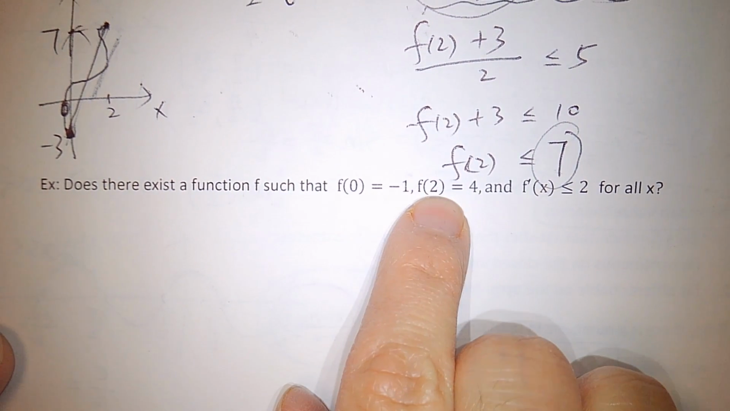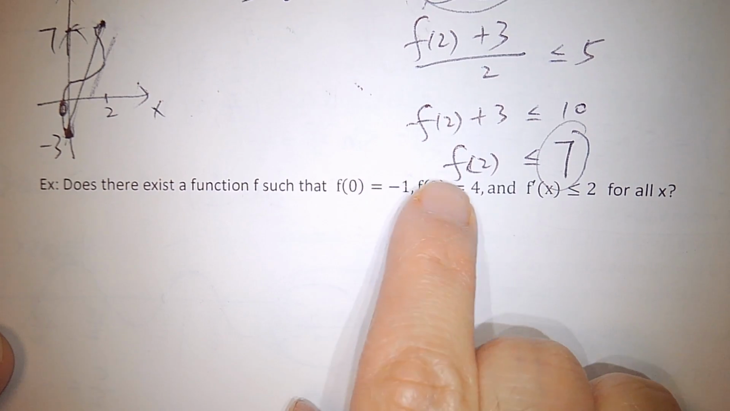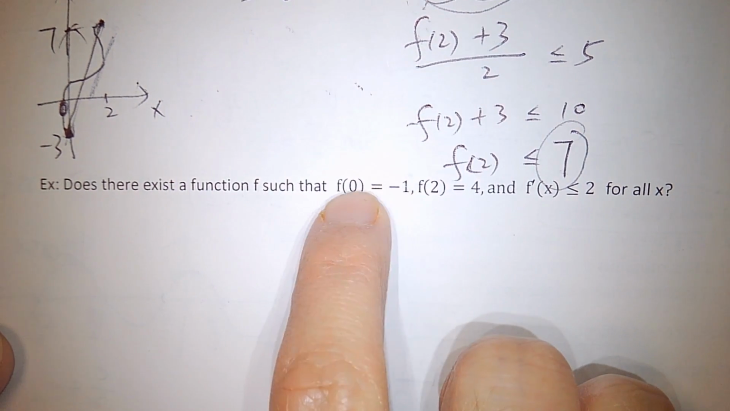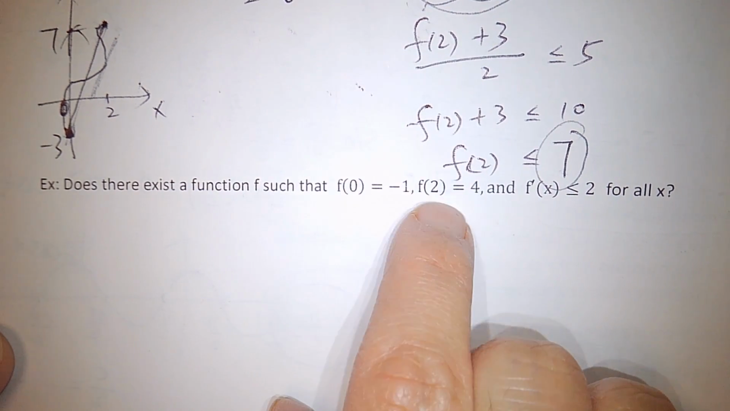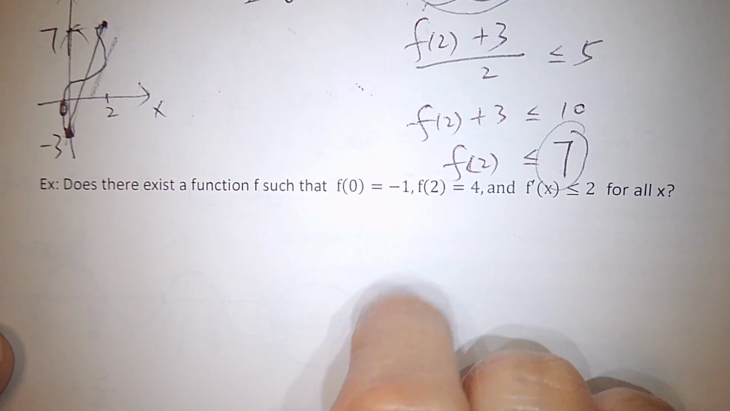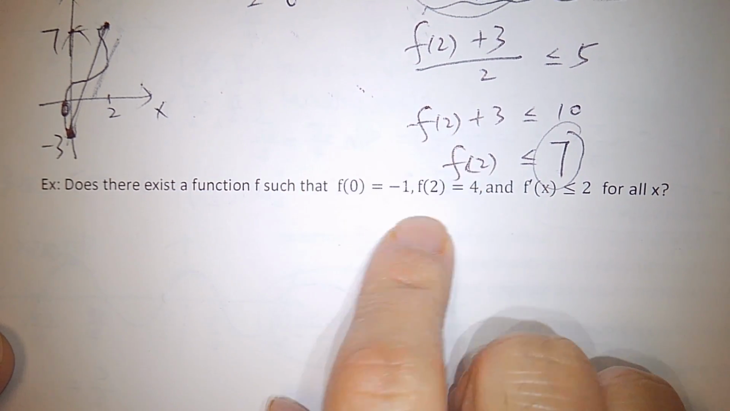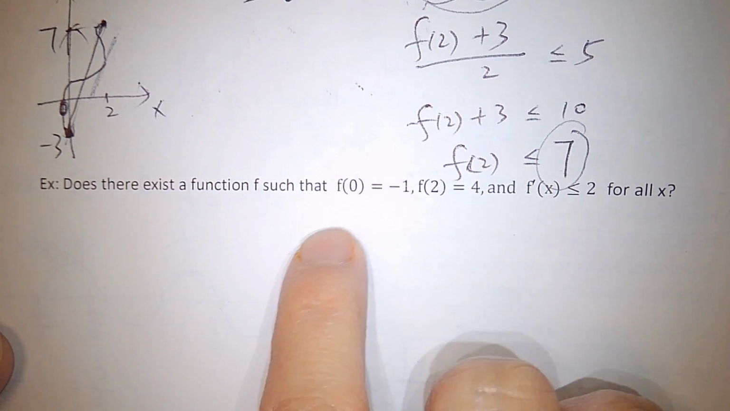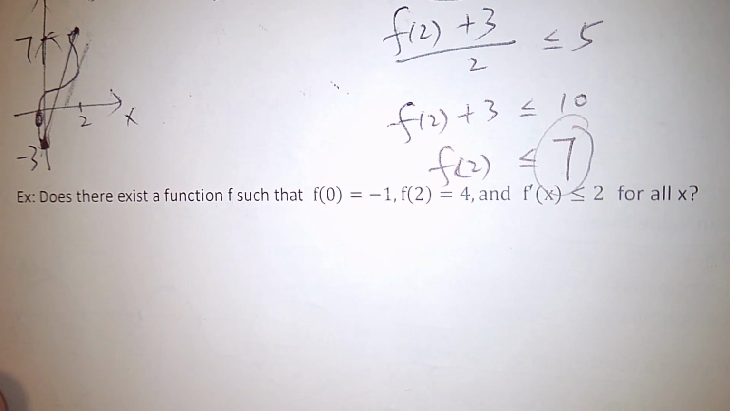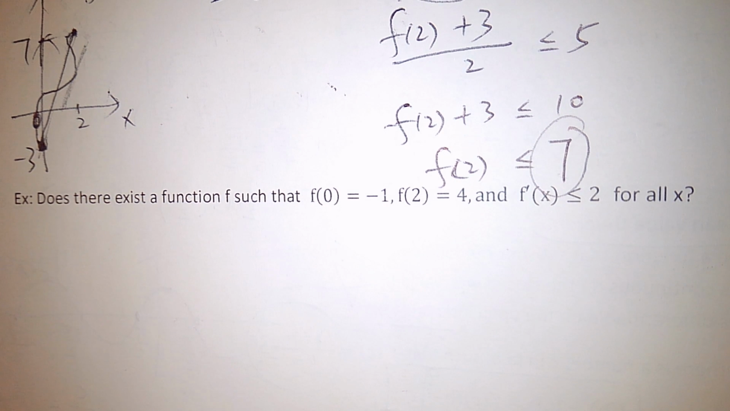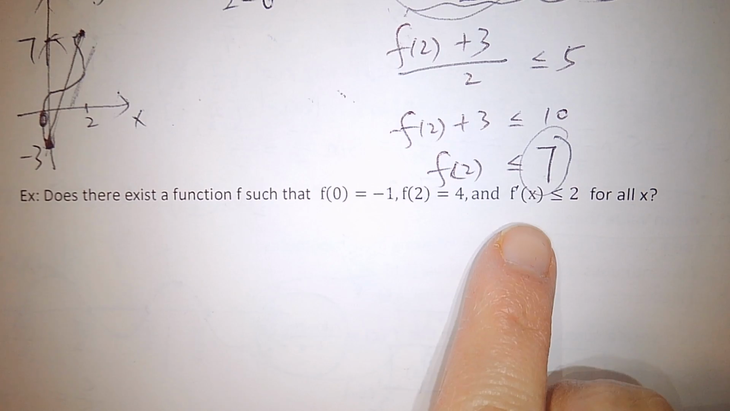F of 0, f of 2, they are given. Okay, the y values are given. The x values, the a and b values, are also given, you can tell. So we may find the derivative, we may find the slope of the line segment. And then you're going to check whether there exists such a function f that will satisfy all of these conditions.